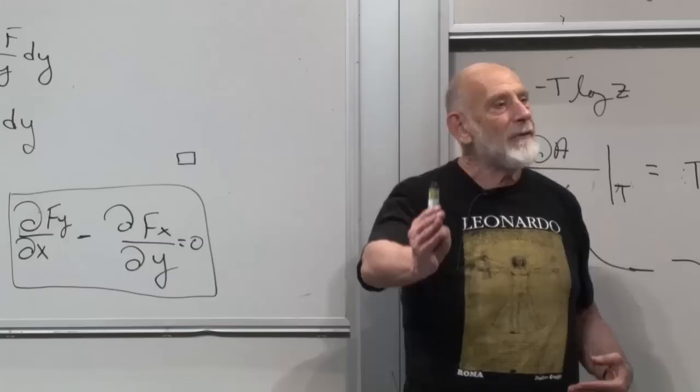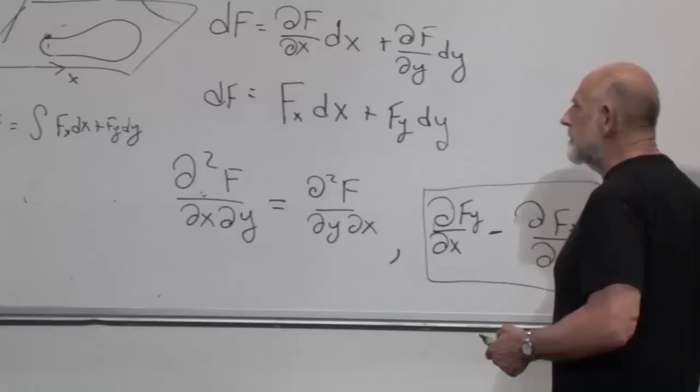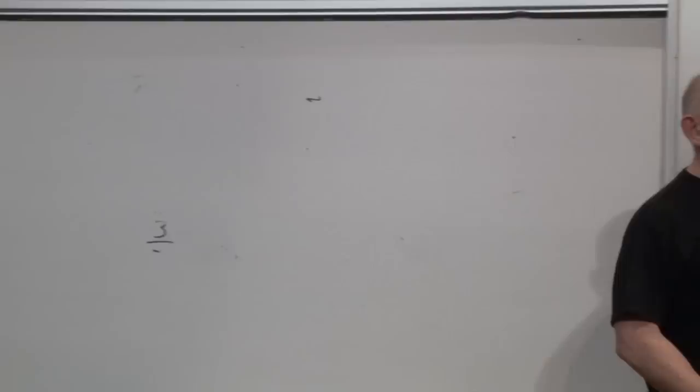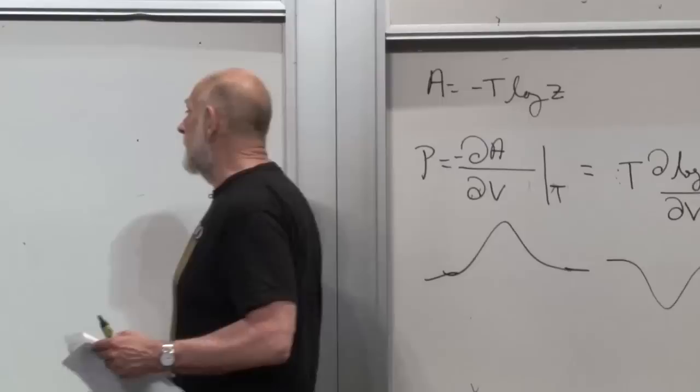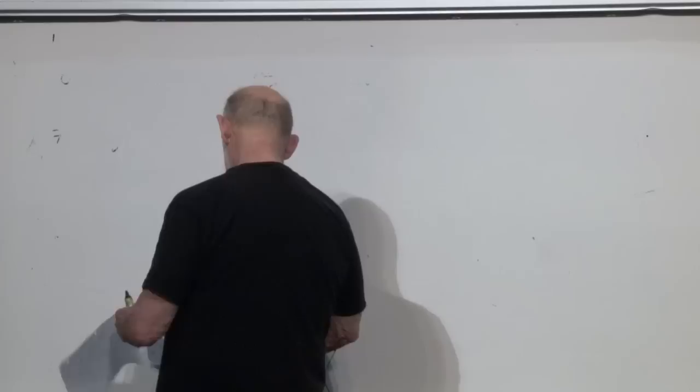Inexact differentials usually have to do with changes that depend not only on the endpoints of a trajectory, but on the whole trajectory, like getting tired or the amount of fuel in your gas tank. Okay, so we now know what exact and inexact mean.